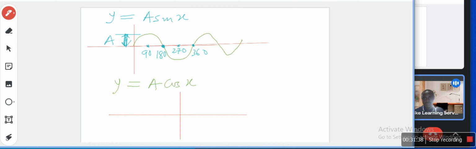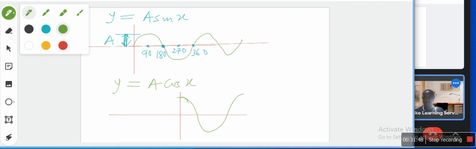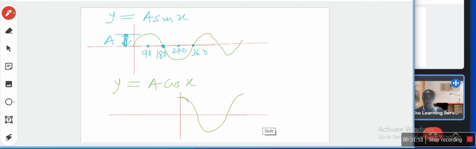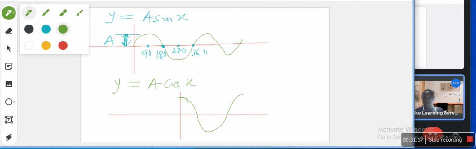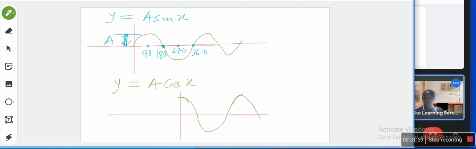Usually it looks like this. It will start from somewhere here, go like this, and then continue. You know, I can also complete it, and so on and so forth, back to here again, and so on.